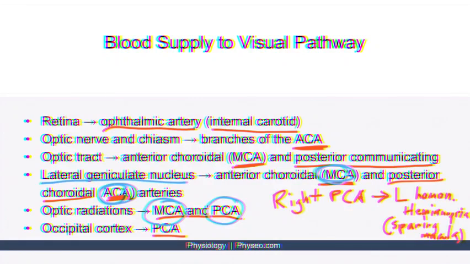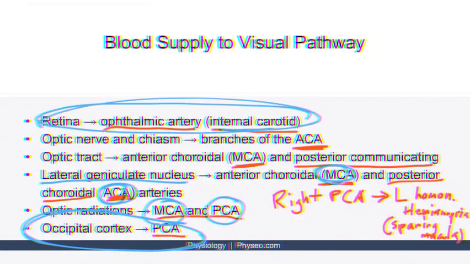The point is that determining what portion of the visual pathway is damaged based on a certain type of stroke is not realistic. So don't spend too much time memorizing the blood supply of the visual pathway. Just know two things. The occipital cortex is supplied by the PCA. Next, know that the ophthalmic artery is supplied by the internal carotid, and that supplies the retina. Those are the two highest yield things you need to know about the blood supply to the visual pathway. So if you know those two things, you'll be in great shape for Step 1.